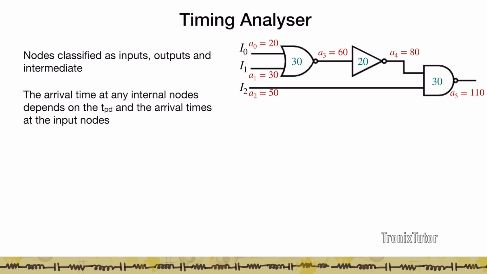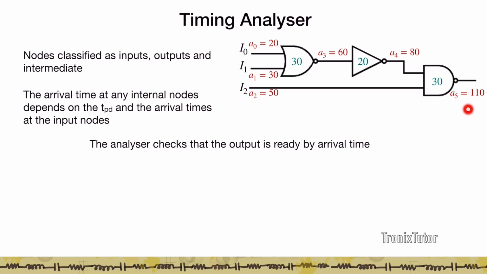And finally, you have the output of the circuit, which is going to be ready after 110 units, because even though this signal is ready, this gate will give a reliable output only after this signal is ready, and then you give it 30 units of time to process the data. So the analyzer checks if the output is ready by the arrival time. Now there can be a requirement of when this output should be ready, so this analyzer will check and see if you've designed the right circuit to meet the arrival time requirement.